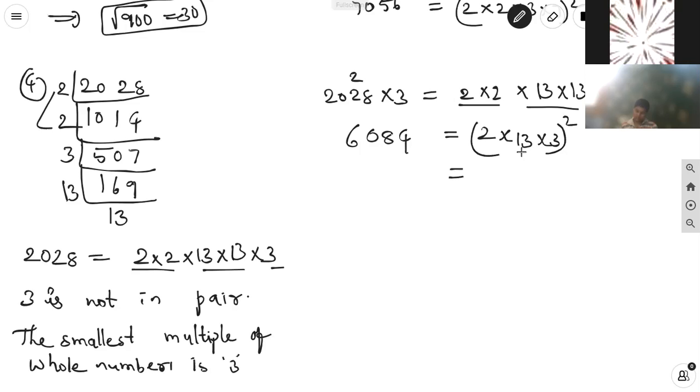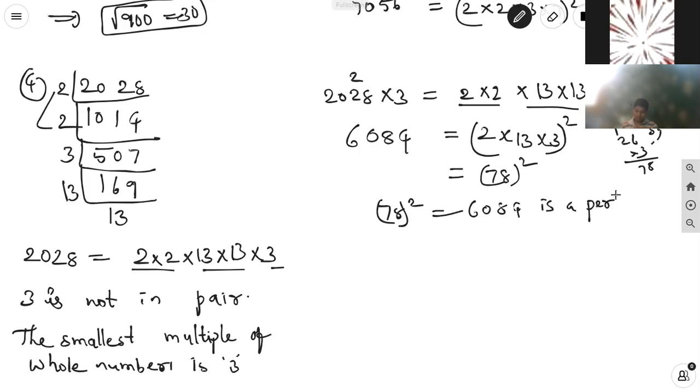Here 13 times 3 is 39, 39 times 2 is 78. So 78 whole square, or 26 into 3 is 78. So 78 whole square equal to 6084 is a perfect square number. Square root of 6084 equal to 78.